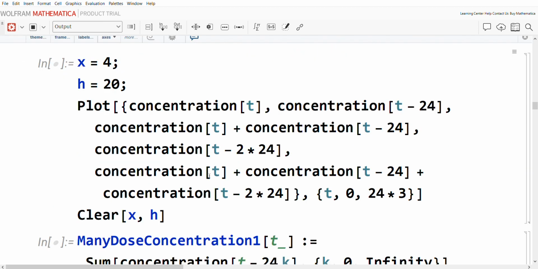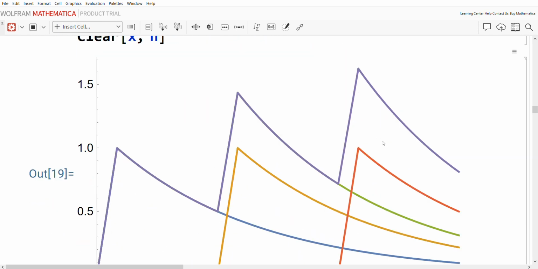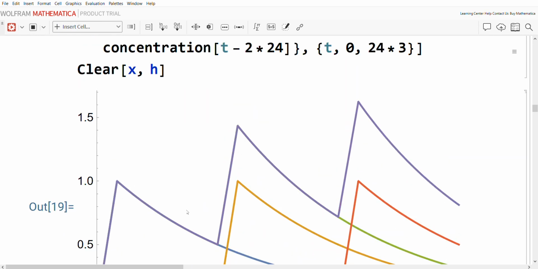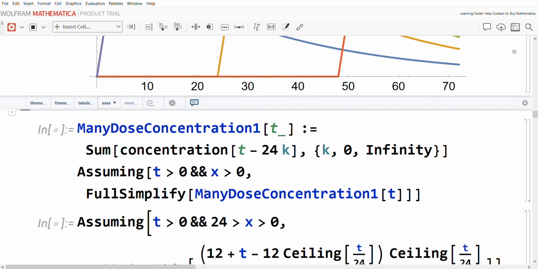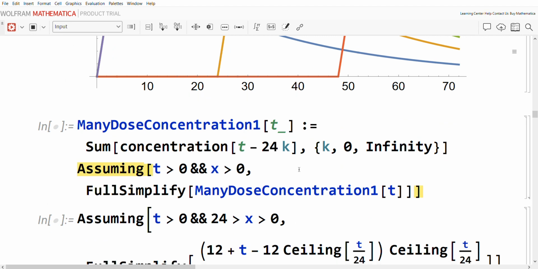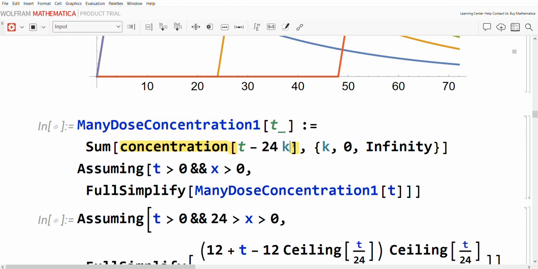Okay, so now we're just going to keep adding shifts, and you can see the blue one on the top is climbing. It's the sum of all previous amounts. So here's the major accomplishment, I guess: you can look at the sum of all the concentration at T minus 24K. That means there's a new dose every 24 hours. And if I add them all up, I get something pretty interesting or cool.